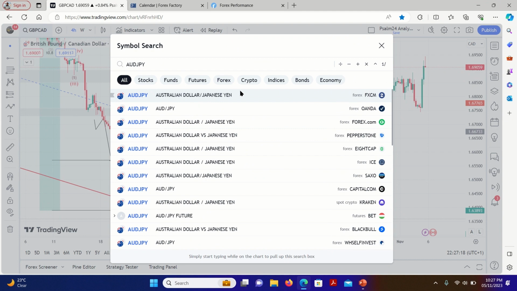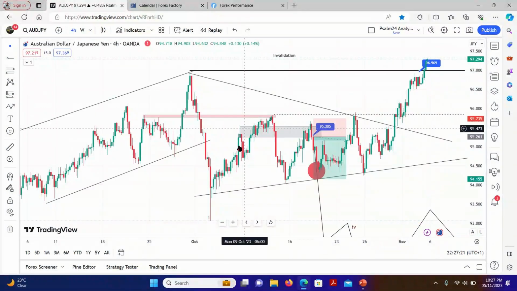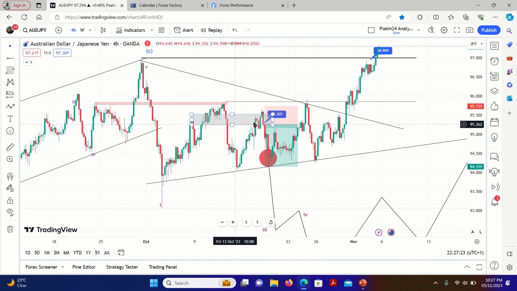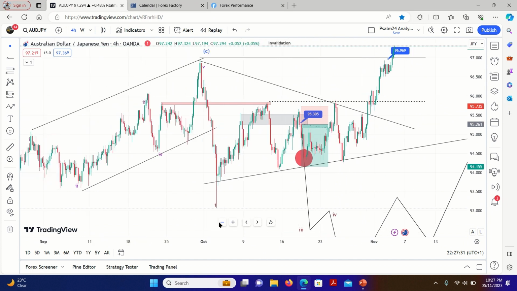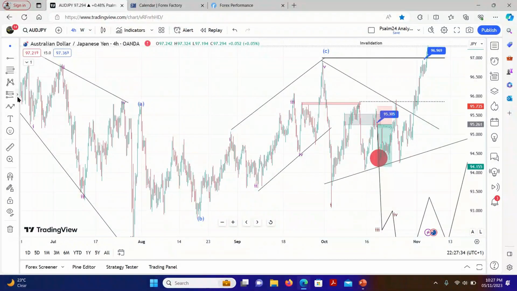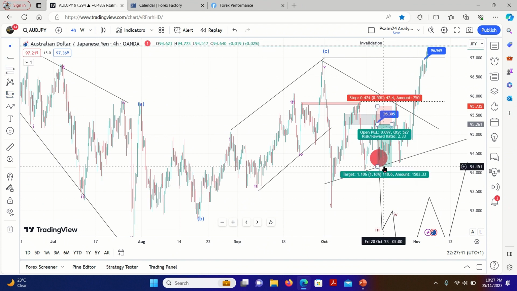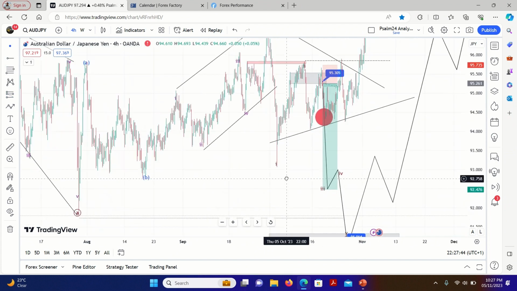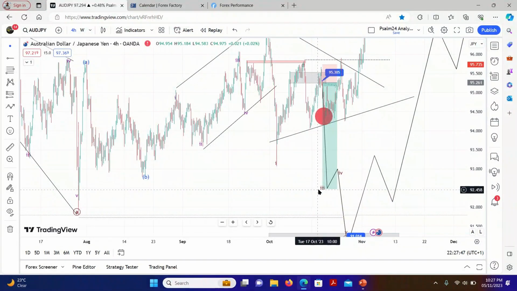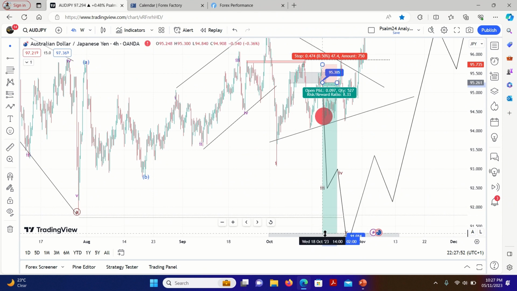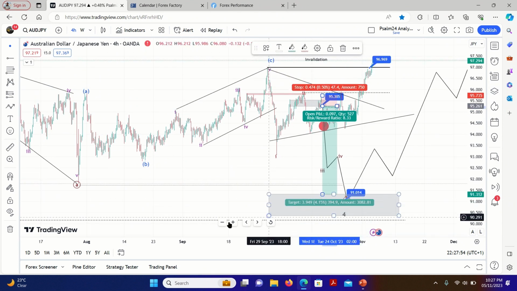AUDJPY also did not work out. I think I have updated it on TradingView. We got this move to this particular point, before the market started going away. So this particular move was not a profitable trade. Also, this was not profitable. We were stopped out. We were actually targeting this zone, though we took partials here, but we needed more move to the downside, but the market didn't give us that opportunity. All right.